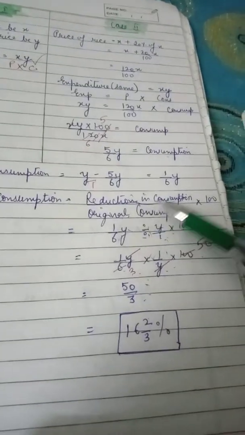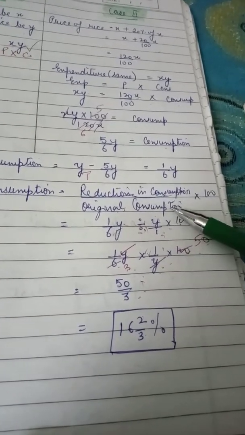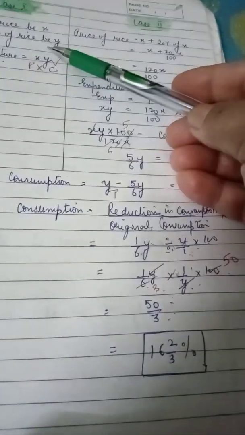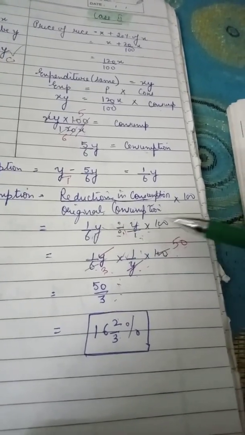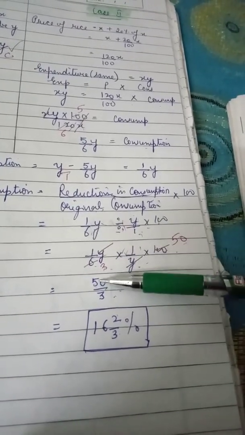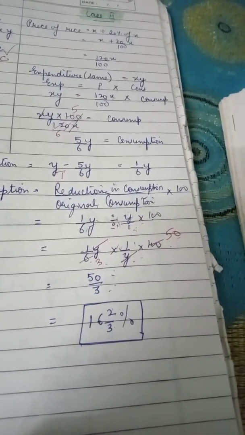So to find the percentage of reduction, that is reduction in consumption upon original consumption multiplied by 100. Now original will be the first value. Whatever was the first consumption, that will be the original. So reduction divided by original multiplied by 100. Again, after reducing, we get 50 upon 3. Changing to mixed fraction, that is 16 2 by 3%.